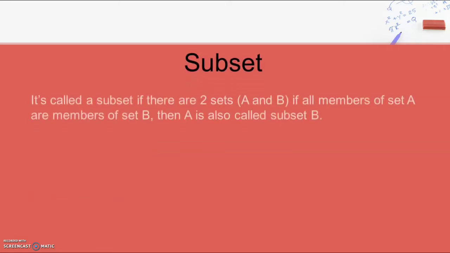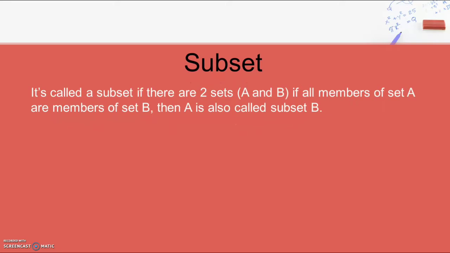Subset. It's called a subset if there are 2 sets. Example, set A and set B. If all members of set A are members of set B, then A is also called a subset of B.